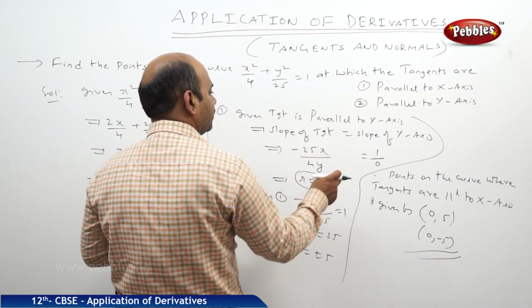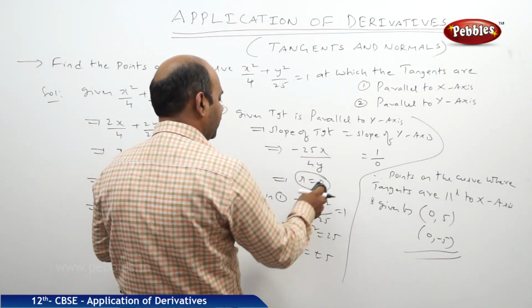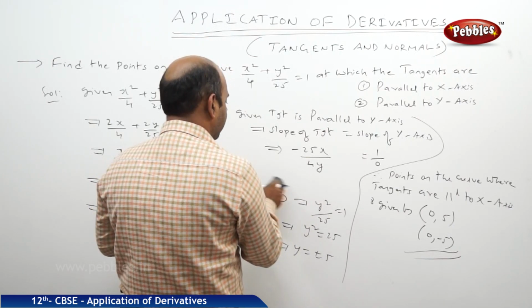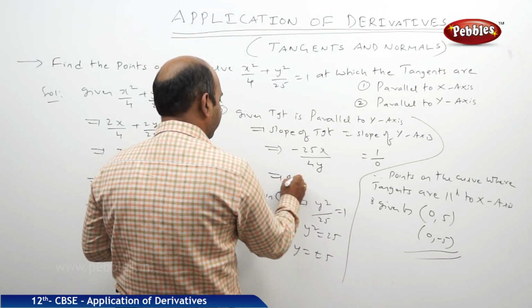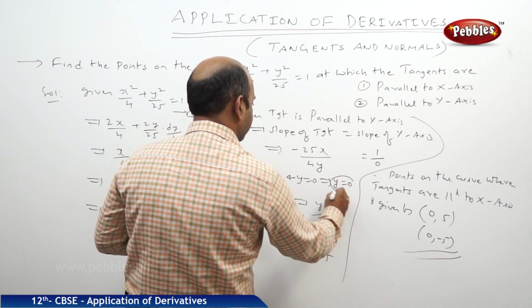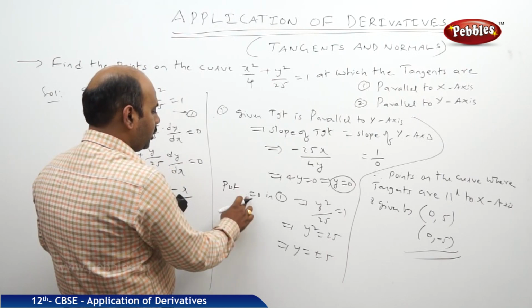Then I can cross multiply. If I cross multiply, what will I be getting? 4y equal to 0. 4y equal to 0 means y equal to 0. Now what will I be doing?